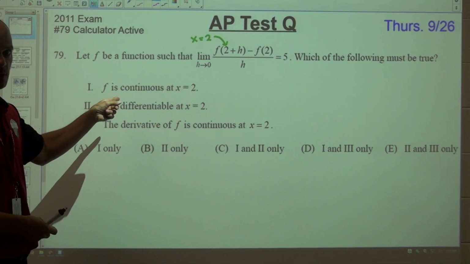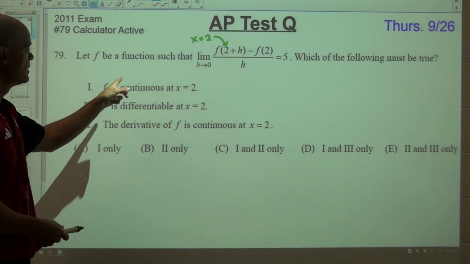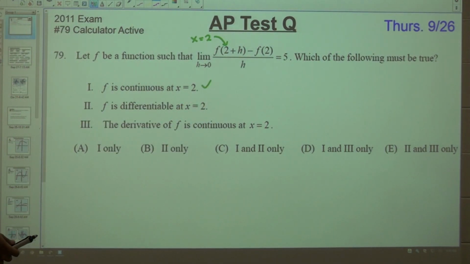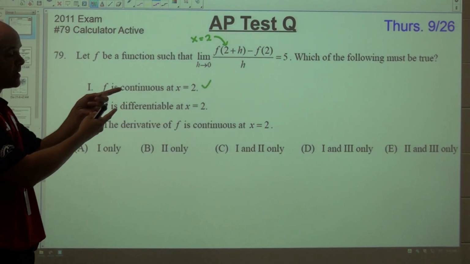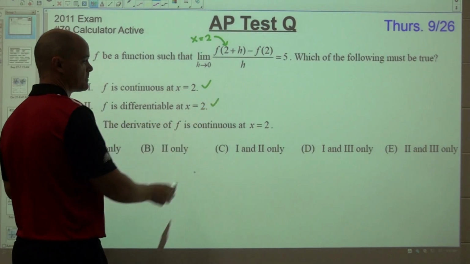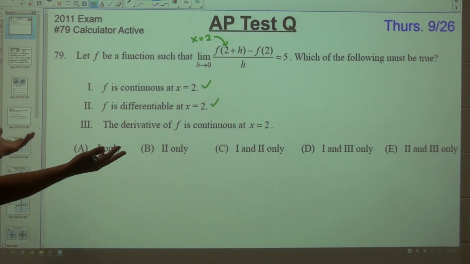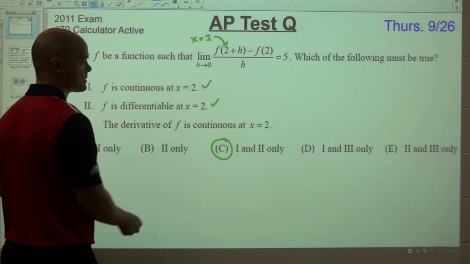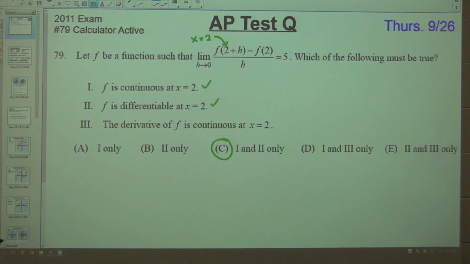Well, if we have a derivative at 2, then we must be continuous at 2. If we have a derivative at 2 that equals 5, then we must be able to take a derivative at 2. So this has to be true. And now there's only one answer possible because 1 and 2 have to be true. So certainly there's our answer, 1 and 2 only.